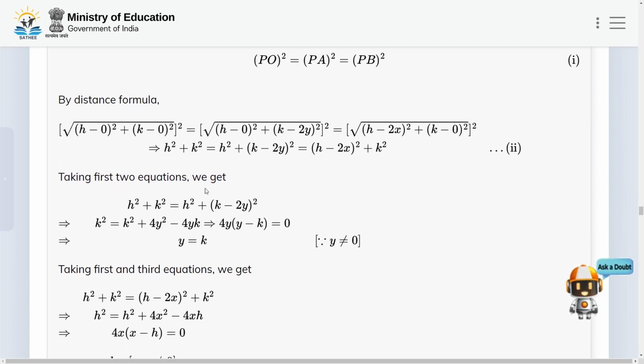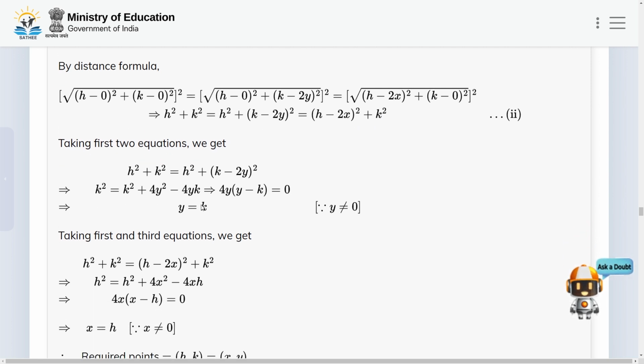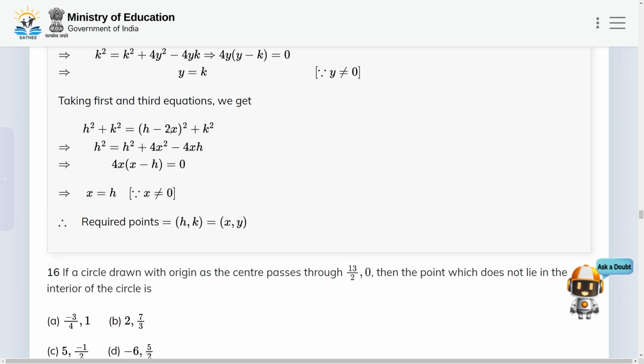Taking the first two equations, we get y is k/2, and taking the first and third equations, we get x is h/2. Therefore, the required point (h, k) is equal to (x, y).